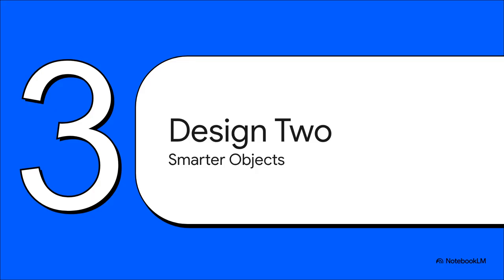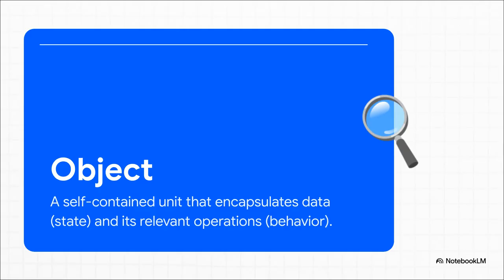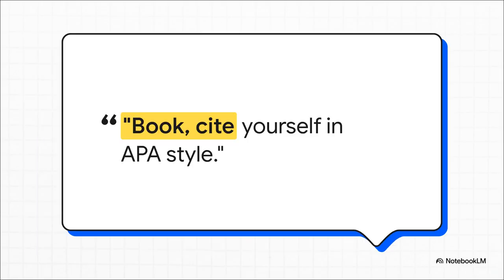But now, let's look at a completely different way of thinking. This is Design 2, Smarter Objects. So what's an object? Well, remember our kitchen analogy? Instead of keeping the ingredients and the utensils in separate drawers, an object puts them together in the same box. It's a self-contained little unit that bundles the data, our noun, and the actions, our verbs, all together. This is a total shift in thinking. I mean, it's a completely different philosophy. We're flipping the responsibility on its head.